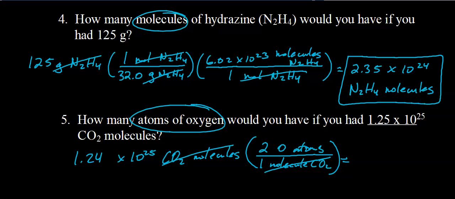We're going directly from molecules to atoms. We just need 1 conversion factor, and all we need is the chemical formula of the compound. So we have 2 oxygen atoms for every 1 molecule of carbon dioxide. If we have 1.25 times 10 to the 25th molecules, we would have then how many oxygen atoms? 2.5 times 10 to the 25th.